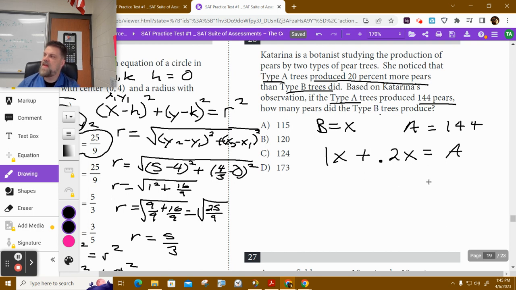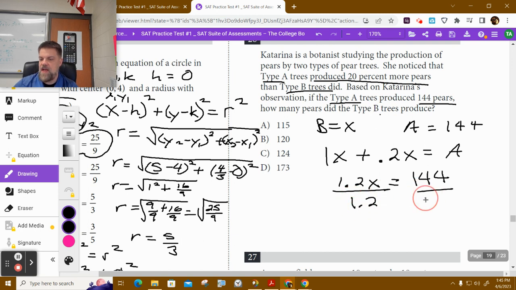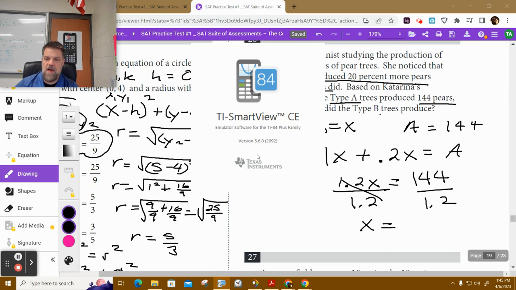Right? So whatever my number for B is, if I add 20% to that number, the number of B, that should equal whatever A is. So if I add this up, I've got 1.2x is equal to 144. So then I would divide by 1.2, divide by 1.2. These cancel and I get x, which represents the number of pears, is 144 divided by 1.2.